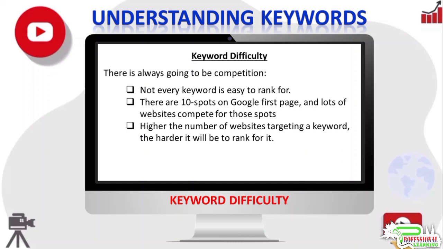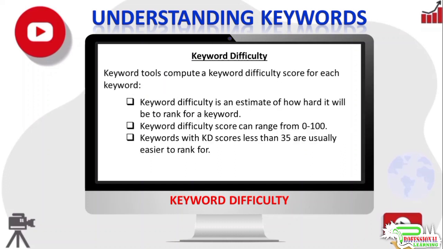Keyword tools like Moz, Ahrefs, and others compute keyword difficulty scores for each keyword in their database. Keyword difficulty is an estimate of how hard it will be to rank for a keyword. They take a lot of factors into account to compute the score.